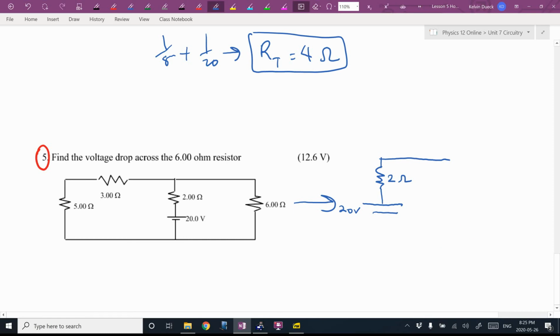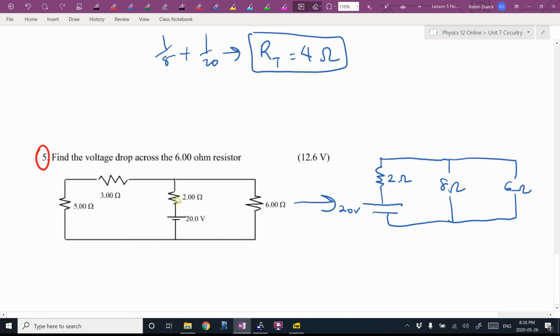Let's try that again. Here we have a 3 ohm resistor. Well, first of all, I'm not going to draw that 3 and that 5. Those two are in series. I'm going to draw it as an 8 ohm resistor. I should have done that. And then on the right, we have a 6 ohm resistor. This is already a slightly easier version of what they gave me.